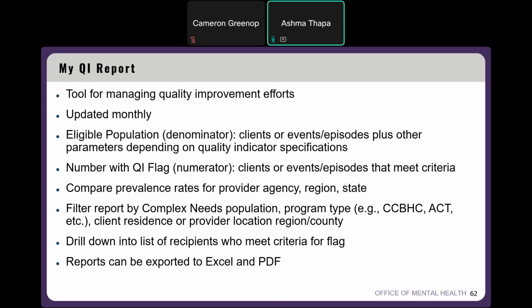So going back to our numerator specifications, these identify the clients who meet criteria for that specific flag. We will also compare prevalence rates for the provider agency, region, and state. So you can also filter the QI reports by program type, client residence or provider location, region, or county. You also have the ability to drill into a list of recipients who meet the criteria for a flag. And we also have a race and ethnicity view of MyQI reports, which we will take a look at shortly. And you can also export these in an Excel format or a PDF format.